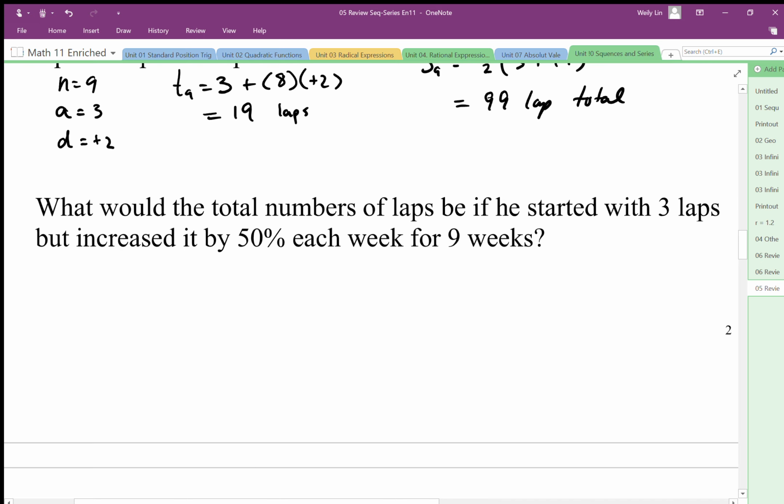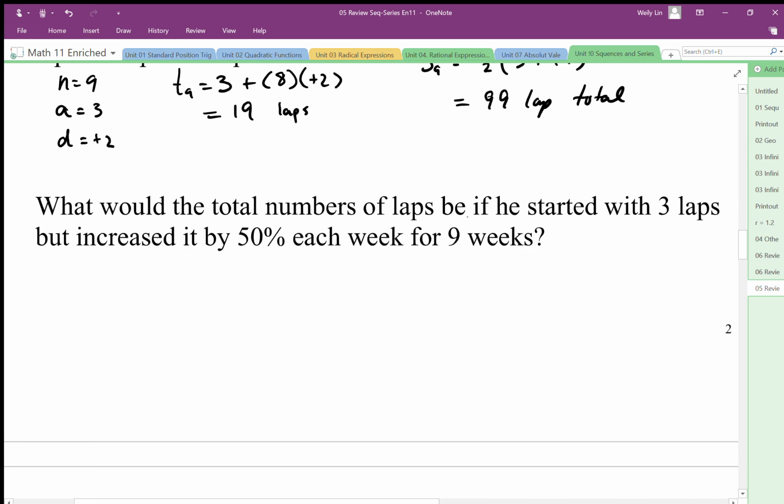This last part of this is, what would the total number of laps be if he started with 3 laps and increased it by 50% each week for 9 weeks? Well, this is a geometric sequence. So it's going to be 3 plus multiply by 1.5 to get 4.5, plus dot dot dot.